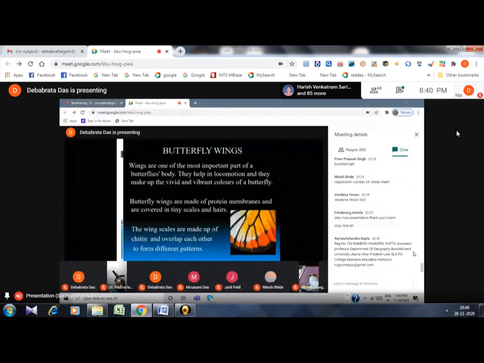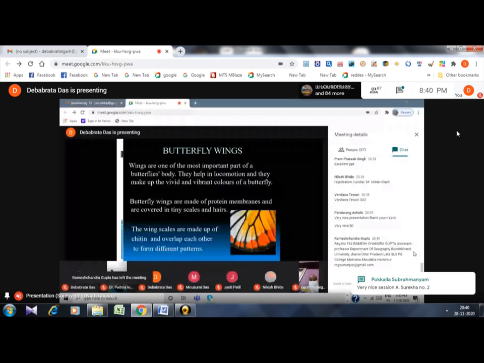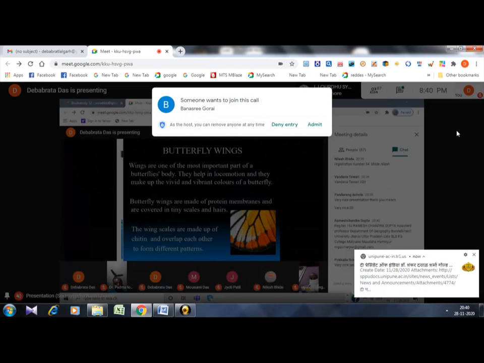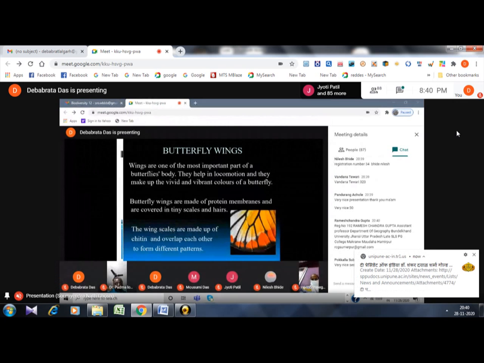The tiny scales that make up the wings are made of chitin. Chitin is a strong protein structure. These help in the locomotion of the butterfly, as I told earlier. But a fun fact is that in many butterflies, you will find that the hair is not there. There is no color in their wings. Their wings are transparent. I will come to that topic later.